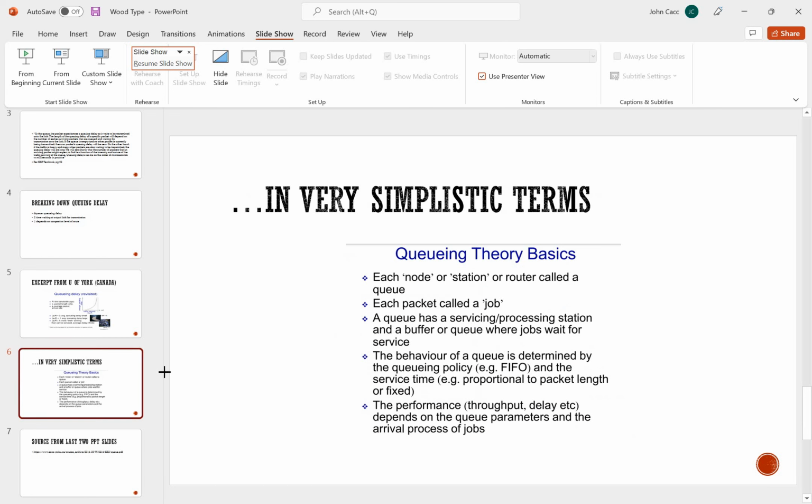So in very simplistic terms, each node or station or router can be called a queue. Each packet can be called a job, a queue as a servicing or processing station, and a buffer or queue where jobs wait for service. The behavior of a queue is determined by the queuing policy. It is first in, first out in this example, FIFO, and the service time is proportional to packet length or fixed. The performance, throughput, delay, etc. depends on the queue parameters and the arrival processes of the jobs.